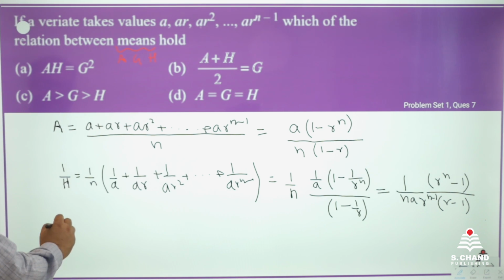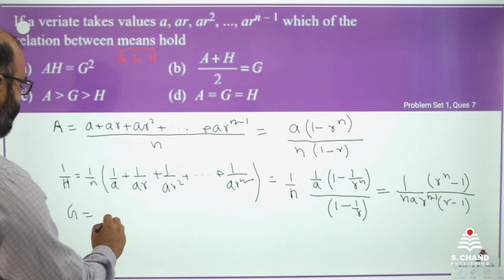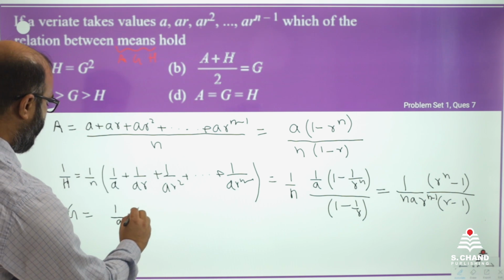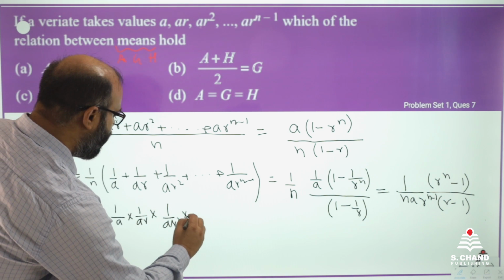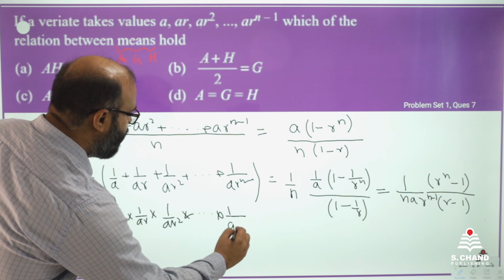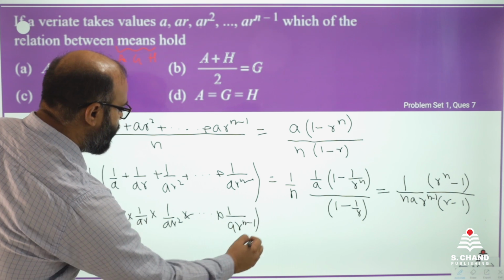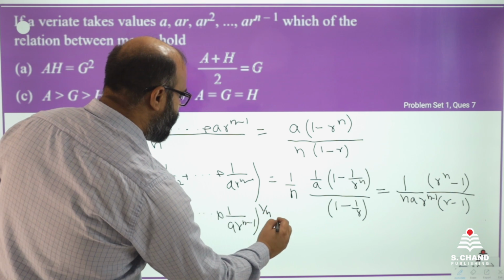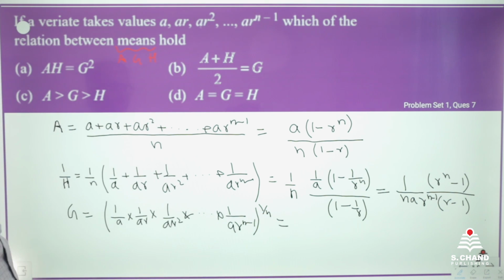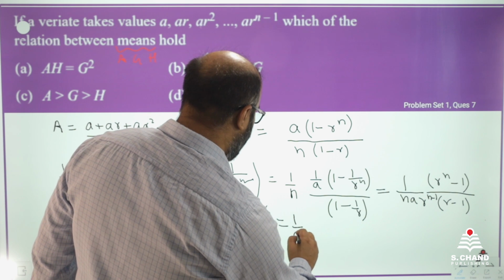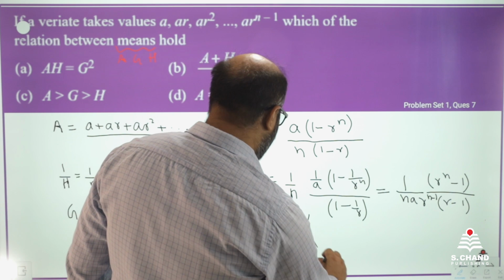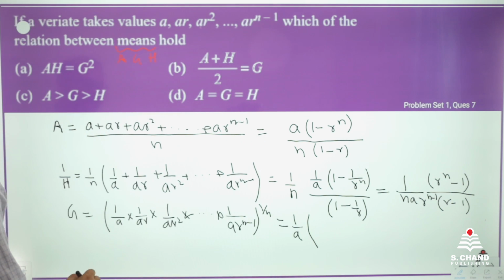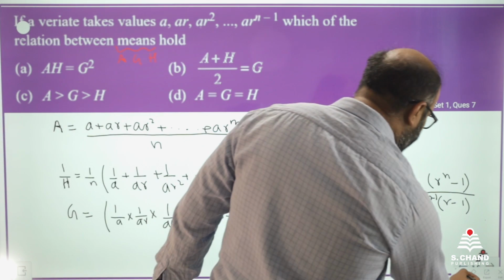Next is geometric mean. Geometric mean is the product. So if you multiply 1 by A with 1 by AR and then 1 by AR square, so on till 1 by AR to the power n minus 1 and take its nth root. So what happens? A is coming n times, so its nth root is 1 by A. And what about R? Geometric mean is multiplication of the numbers, not their reciprocal. So let us do one correction here.